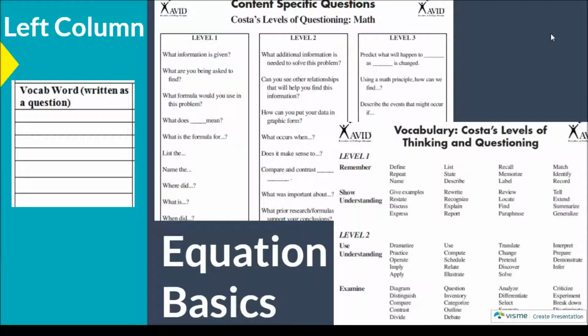Okay, so now that you're done with your question, I'm going to give you a chance to read your question to your table partner. If you are table partner 1, you're going to read first, followed by table partner 2. Go ahead and read your question.